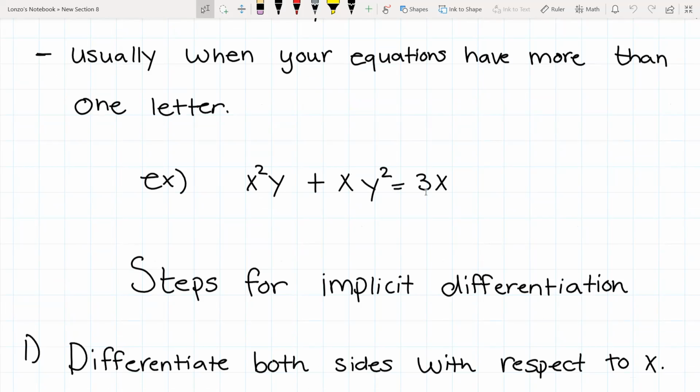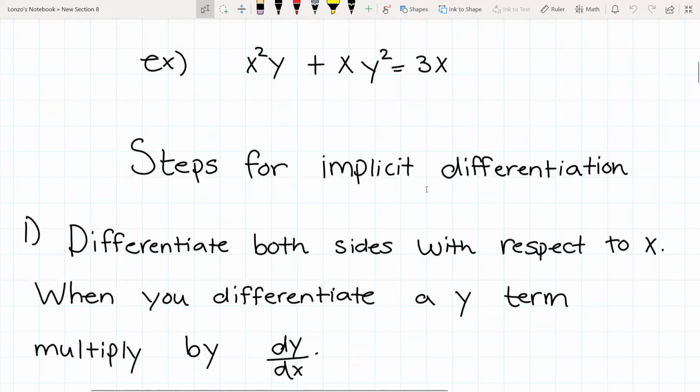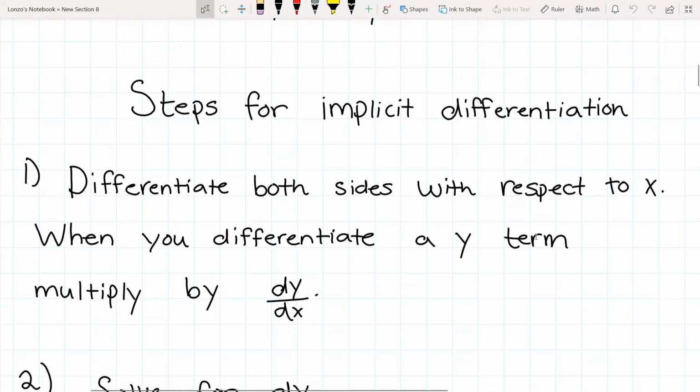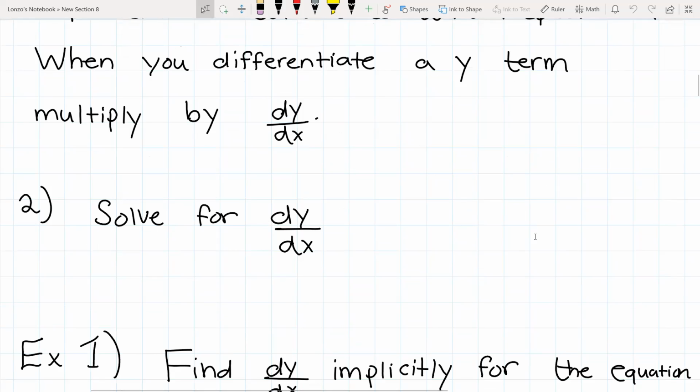So now that you know when to use it, how do you use it? The steps for implicit differentiation: step one is differentiate both sides with respect to x. When you differentiate a y term, multiply by dy dx, and I'll explain that when we do an example. Then step two says solve for dy dx. So it's pretty much just two steps.